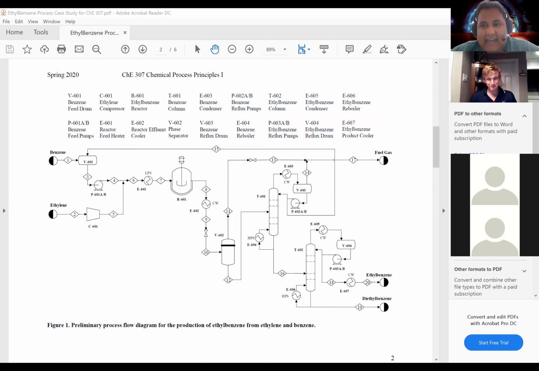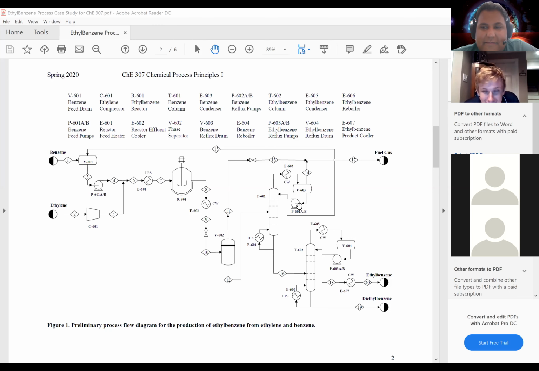But looking at it, we can see that we have two reagents, benzene and ethylene, coming together, being heated before they enter a reactor to form the ethylbenzene, as well as a byproduct, diethylbenzene, which is separated by a flash separator and two distillation columns. The flash gets essentially all the non-condensables that the condenser failed to handle, which is this E602. That goes out of the process as fuel gas to be burned, someone else's problem.